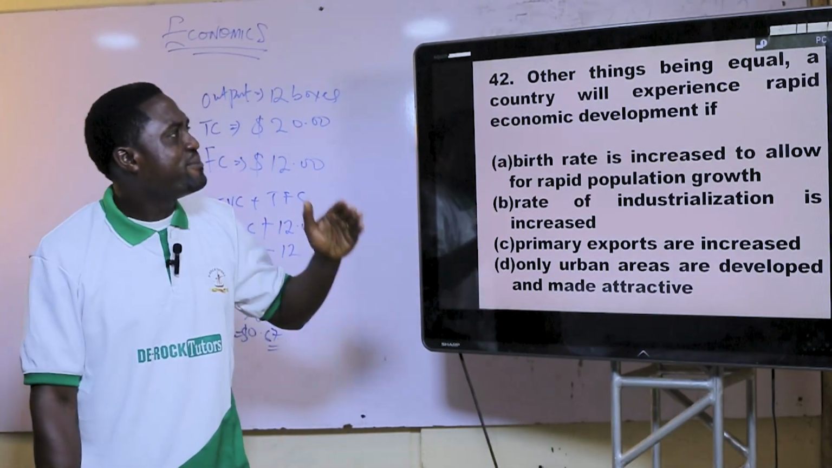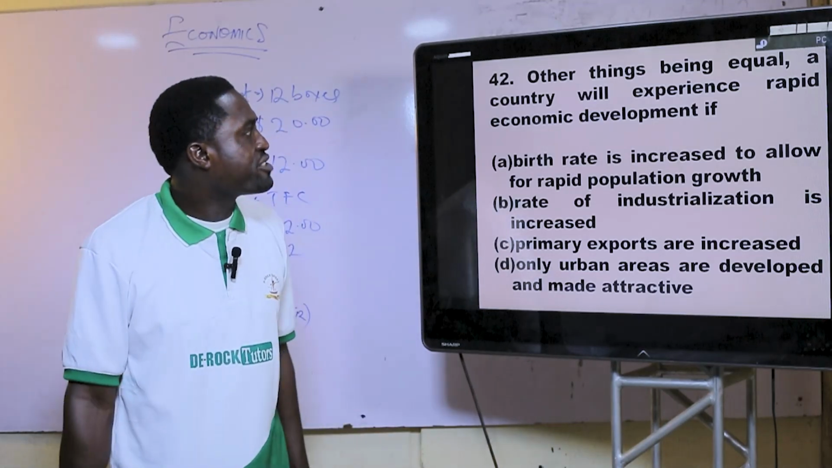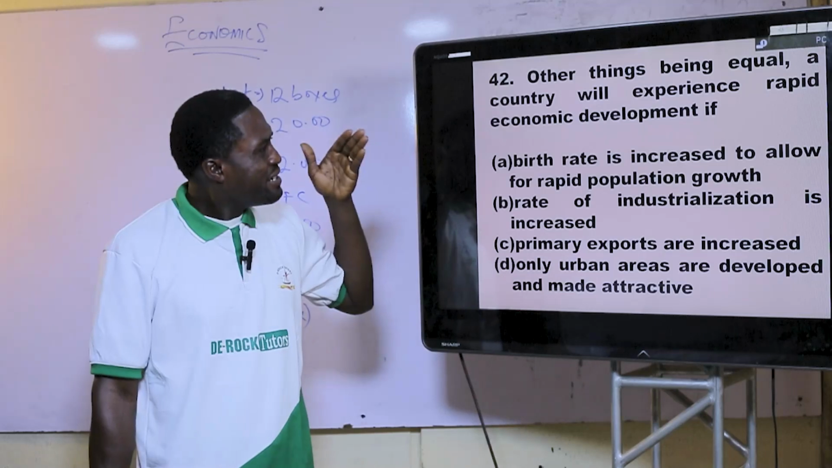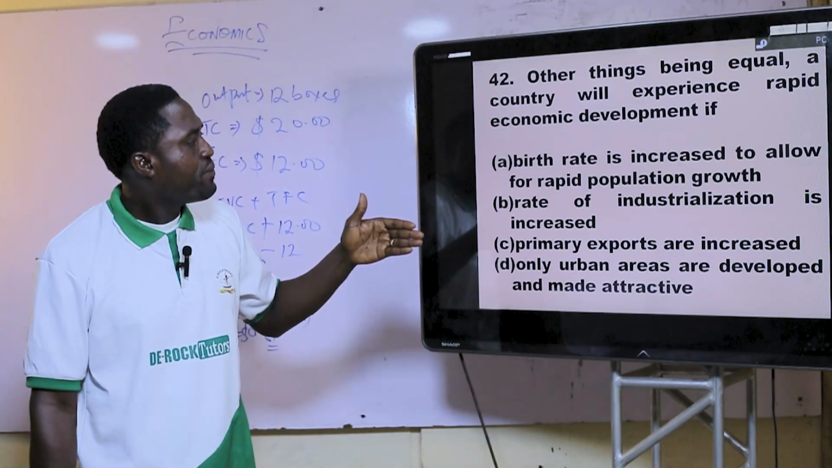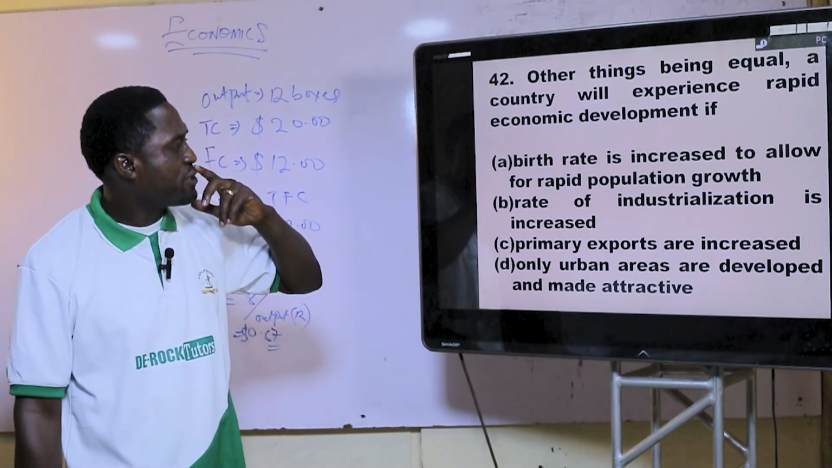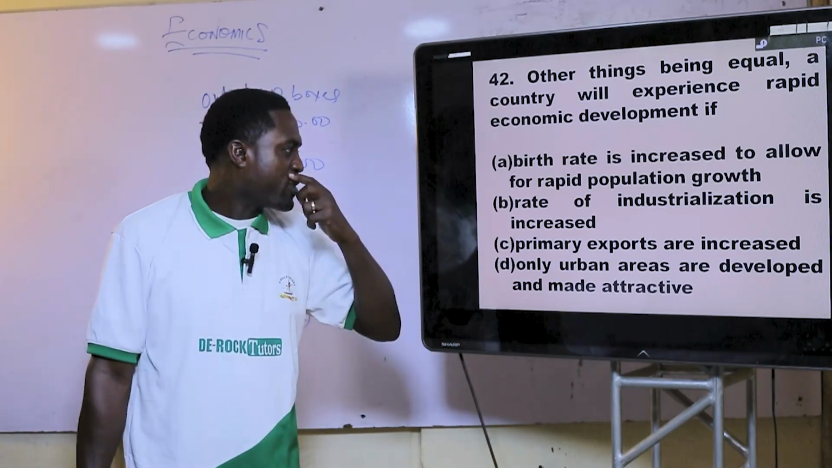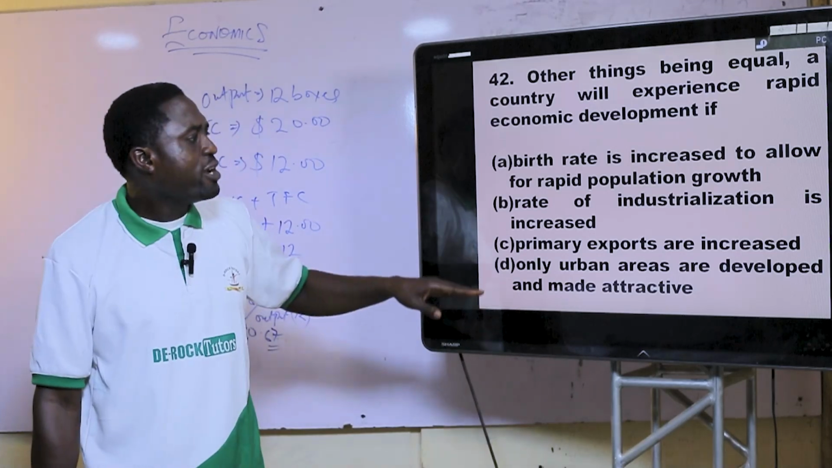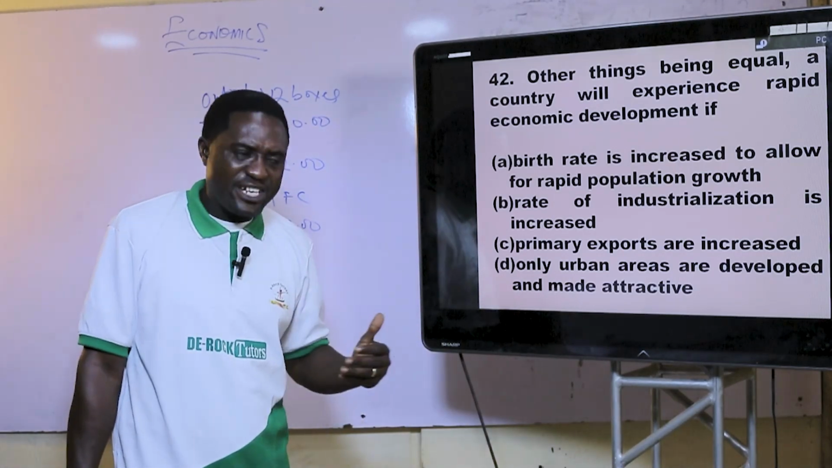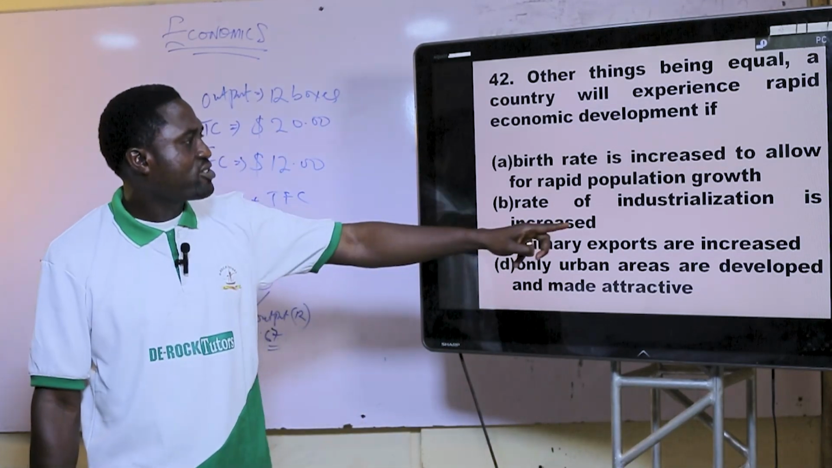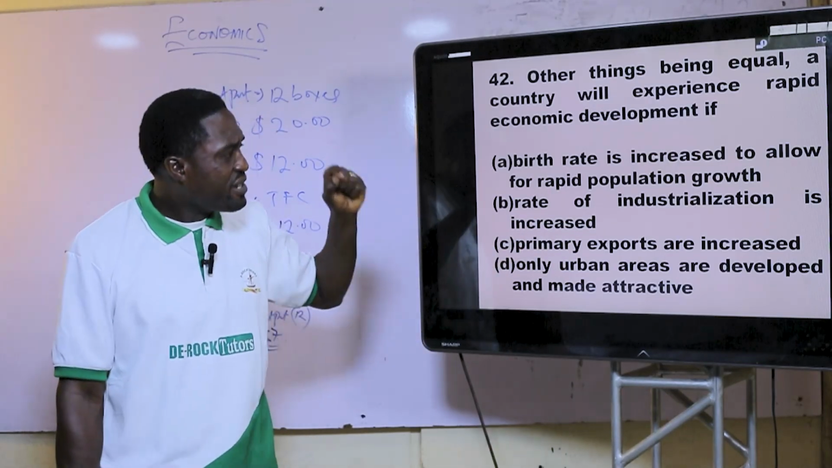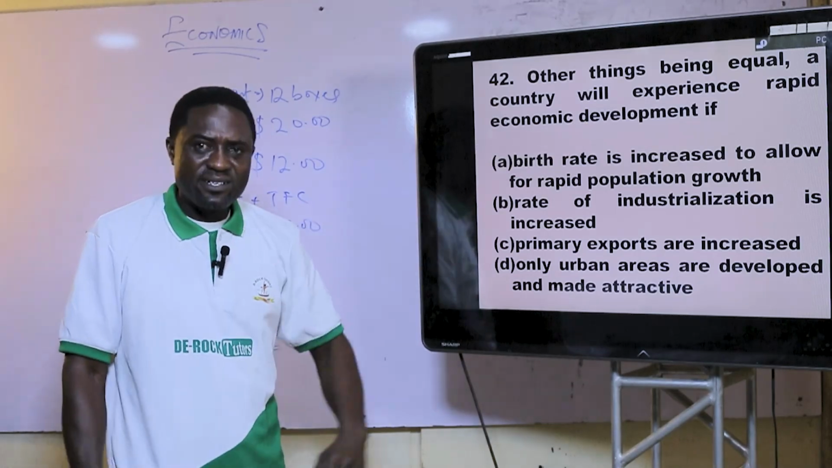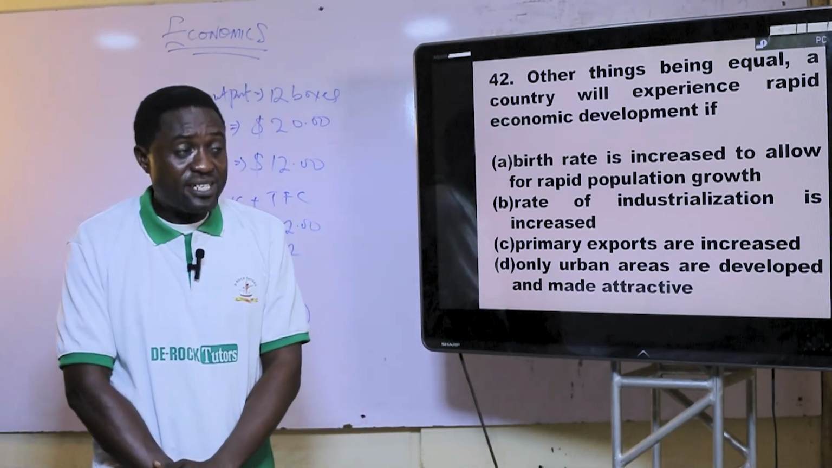42. All things being equal, a country will experience rapid economic development if A. Birth rate is increased to allow for rapid population growth. B. Rate of industrialization is increased. C. Primary exports are increased. D. Only urban areas are developed and made attractive. The perfect answer is rate of industrialization is increased. If the rate of industrialization is increased, all things being equal, a country will experience rapid economic development. The next question.